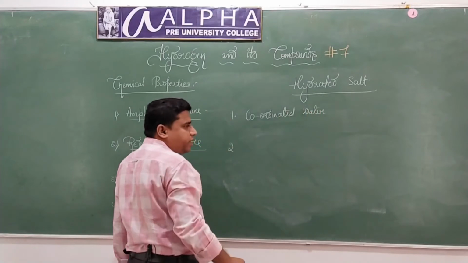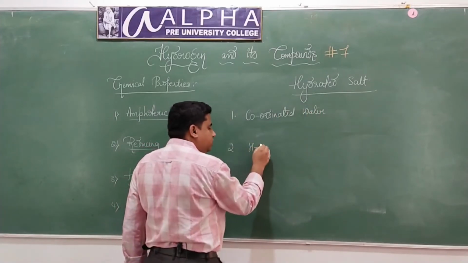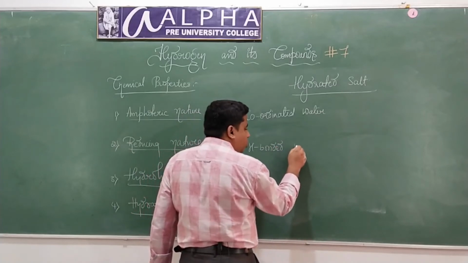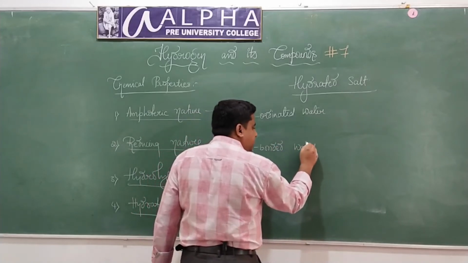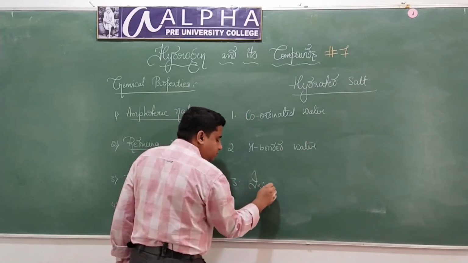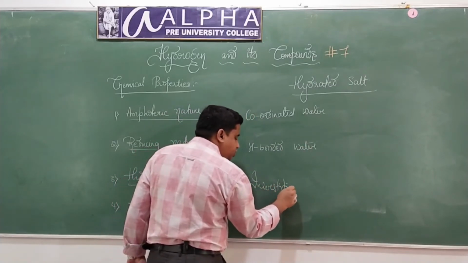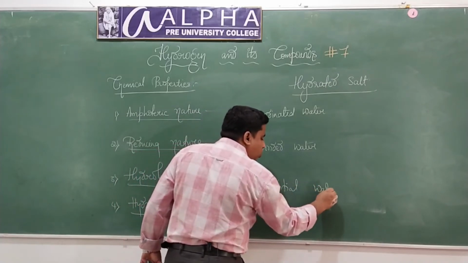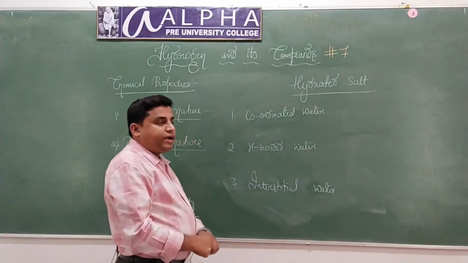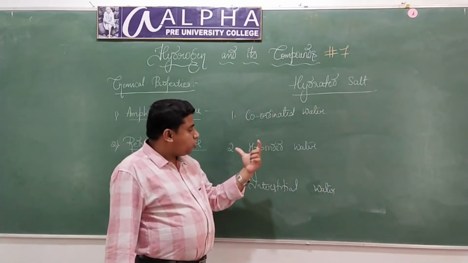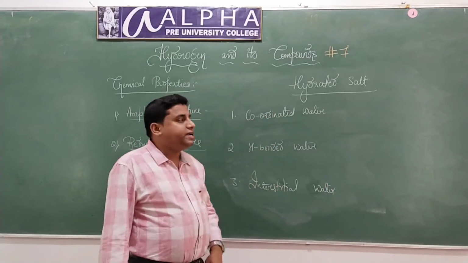The second one is called hydrogen bonded water, and the other one is called interstitial water. Hydrated salts are of three types: coordinated water, hydrogen bonded water, and interstitial water.